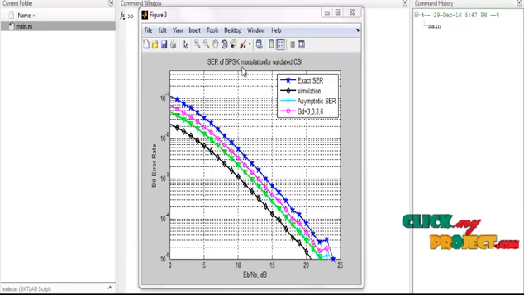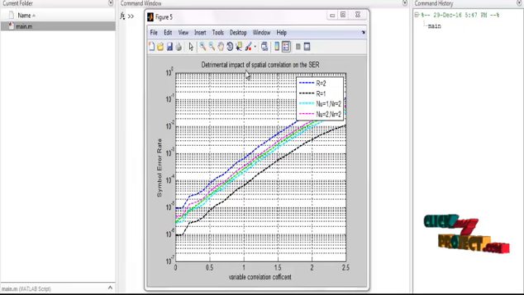In this figure, the SER of BPSK modulation with outdated CSI. Compared to the previous figure, that was perfect CSI, and this is outdated CSI. Similarly, the same graph: the y-axis indicates the SER and the x-axis is Eb by N0. The exact SER, simulation, and asymptotic, with GD equal to 3, 4, 5, 6. So that's the SER of BPSK modulation for the outdated CSI.